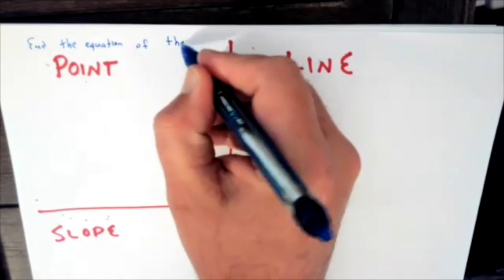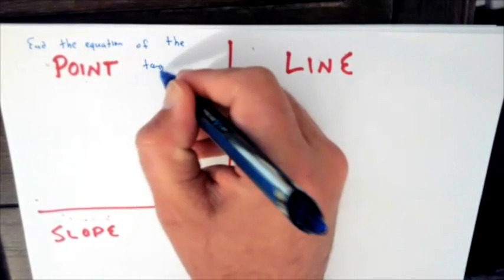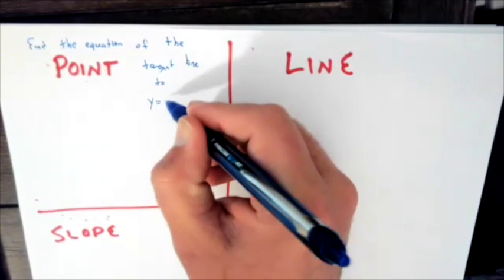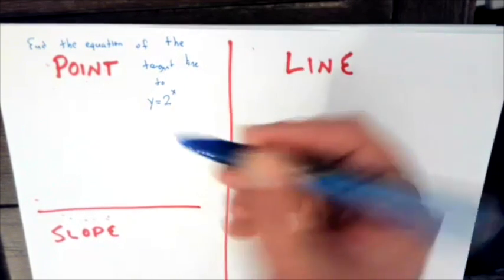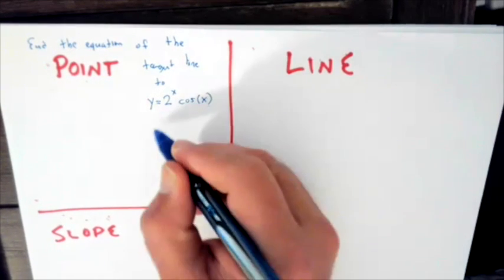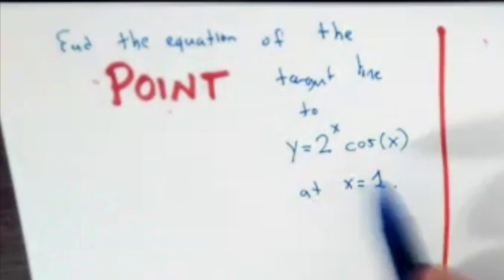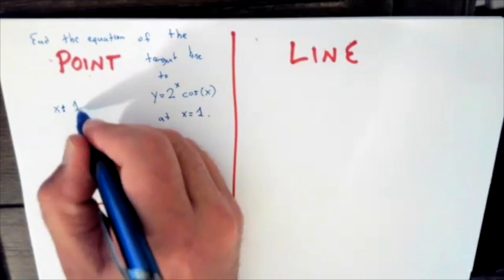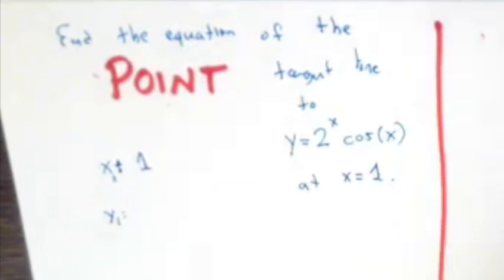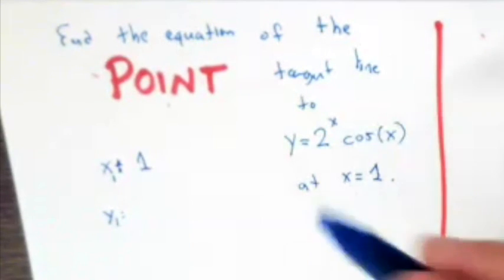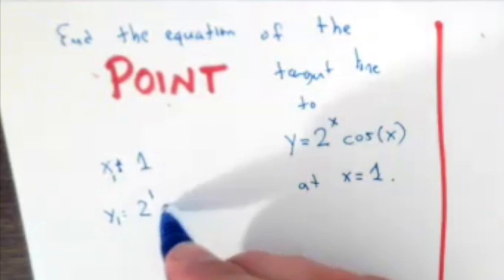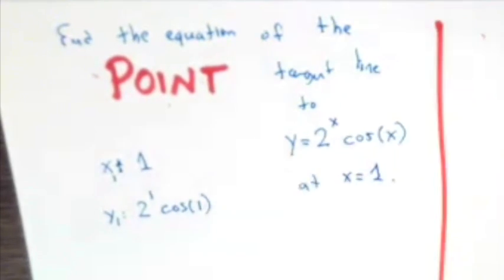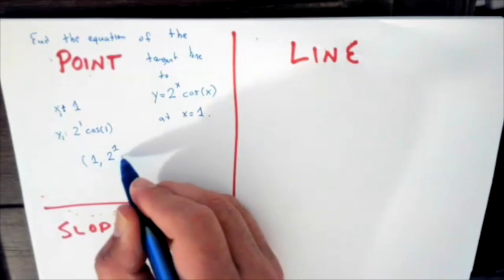So let's find the equation of the tangent line to y equals 2 to the x cosine of x at x equals 1. Again, our point is just going to be that the x coordinate here is 1, and the y coordinate here will come from plugging 1 into our function, which will be 2 to the 1 times cosine of 1. My point is (1, 2 to the 1 cosine of 1).